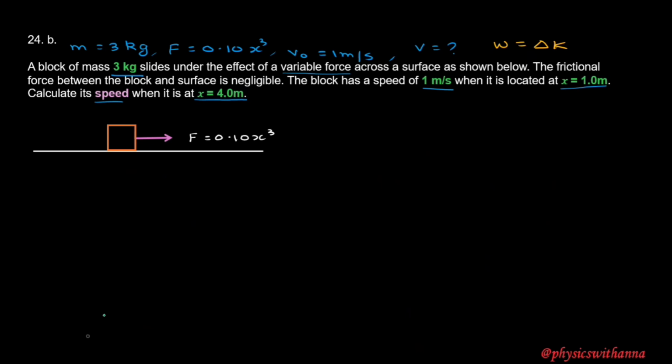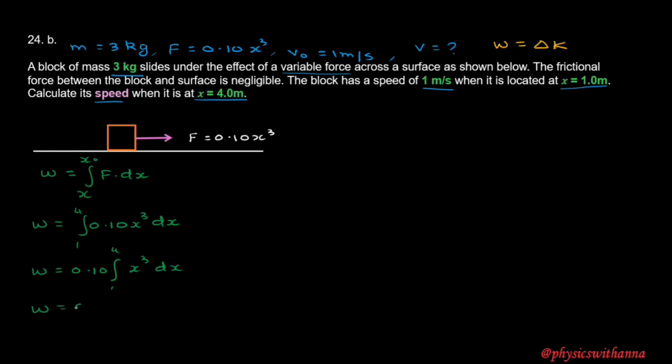So I will write work done by a variable force W is equal to integral F dot dx, where we integrate from the initial to the final values of x. So we substitute W equals integral. We are going from x equals 1 meter to 4. So from 1 to 4, F is 0.10 x cube dx. Take 0.1 out of the integral. Integral 1 to 4 x cube dx.